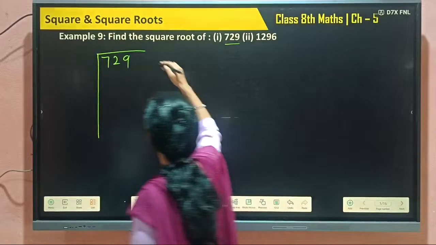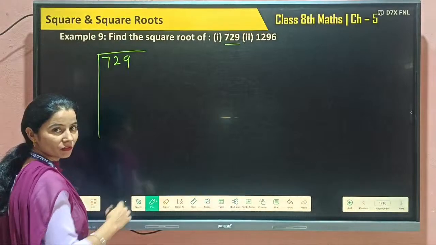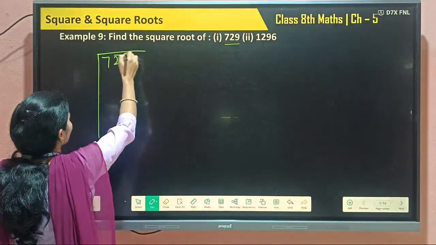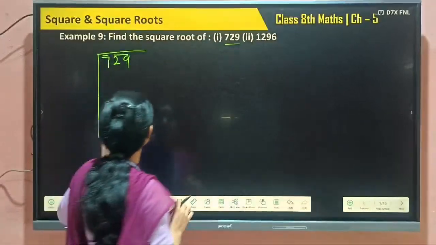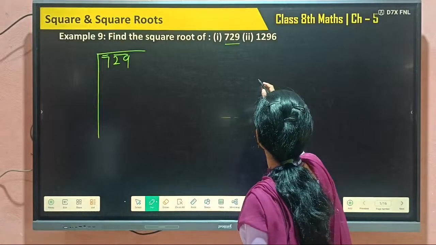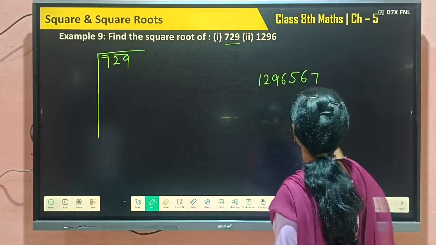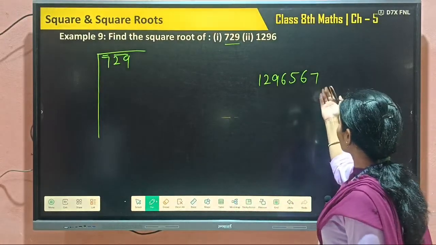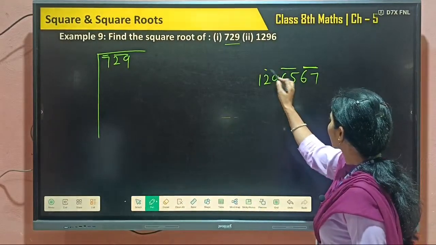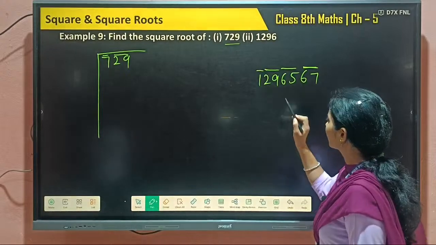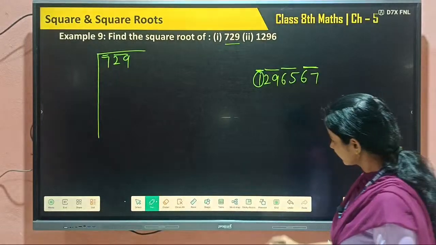We have to start pairing digits from the rightmost. One pair, and this digit is left unpaired, so we will keep a bar on the single digit. Let us write 1, 2, 9, 6, 5, 6, 7. Suppose this number is given to us. We have to start pairing digits from the rightmost. One pair, then next pair, then next pair, and if any digit is left unpaired, then you will keep a bar on the single digit also.